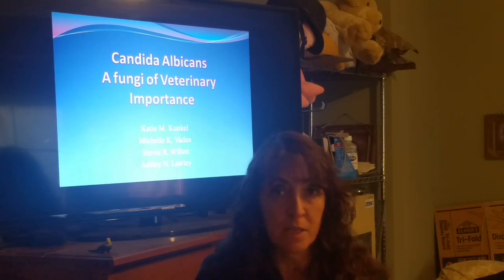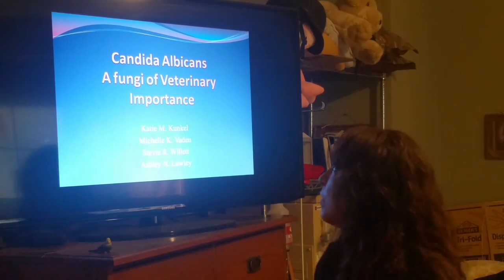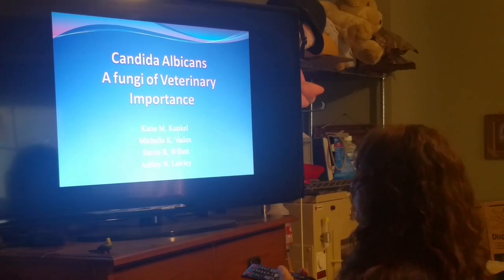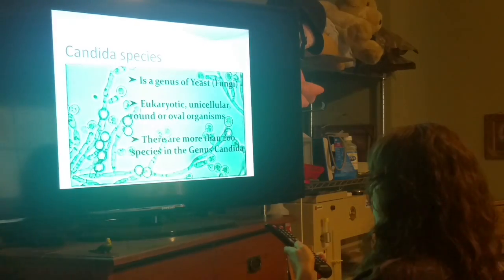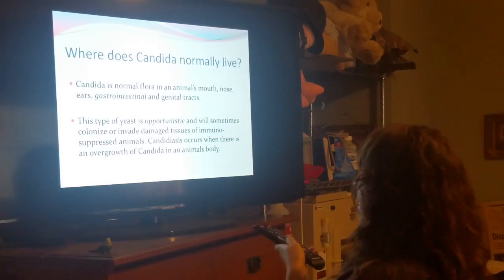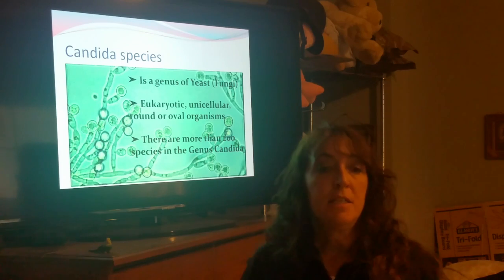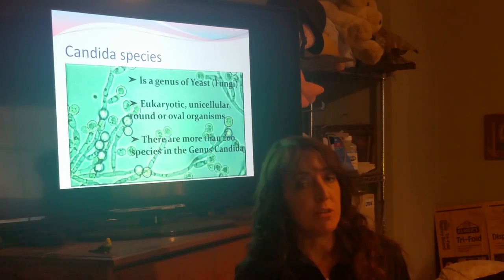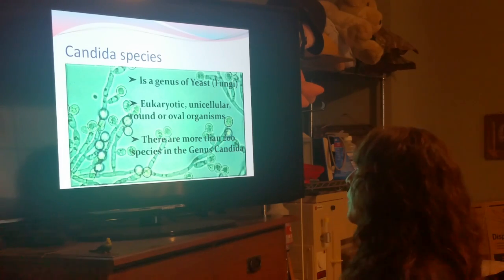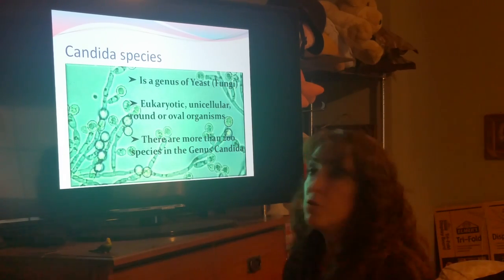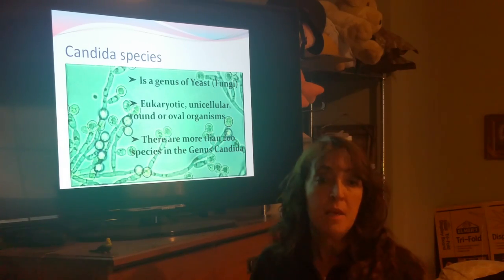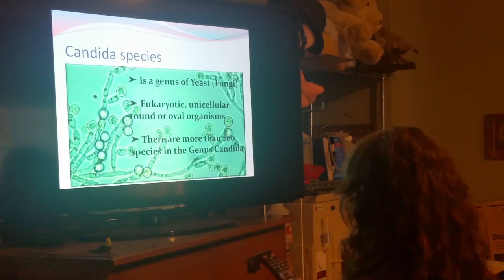Our topic today is Candida albicans, a fungi of veterinary importance. Candida species is a genus of yeast, which is also known as a fungi. It is eukaryotic, unicellular, round or oval organism. There are more than 200 species in the genus Candida.